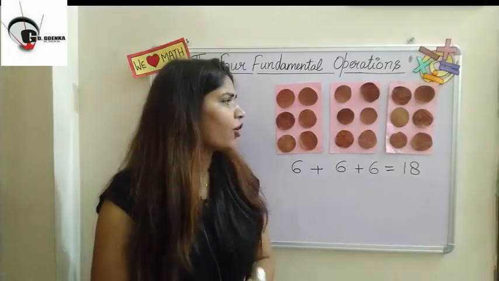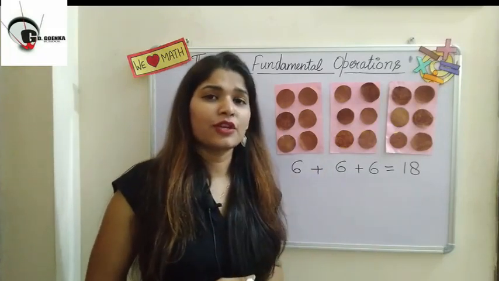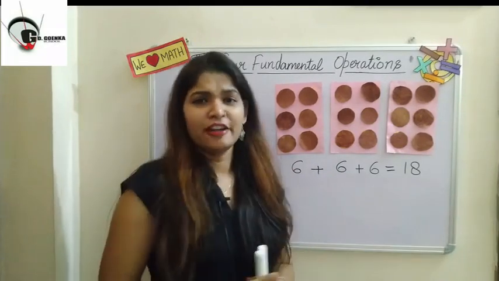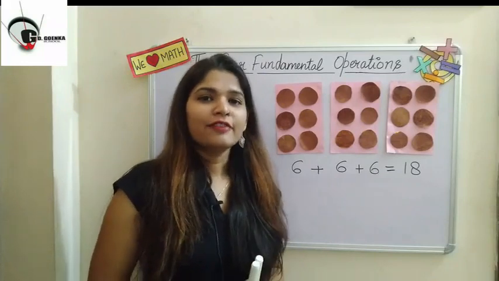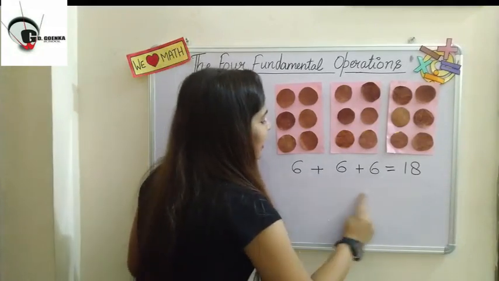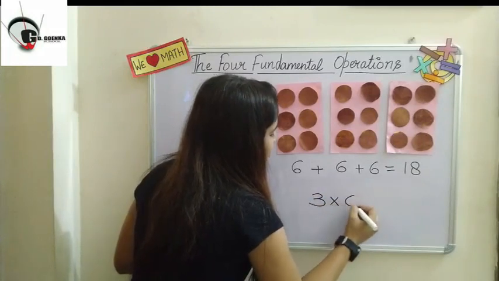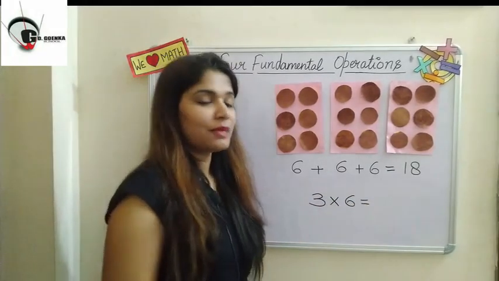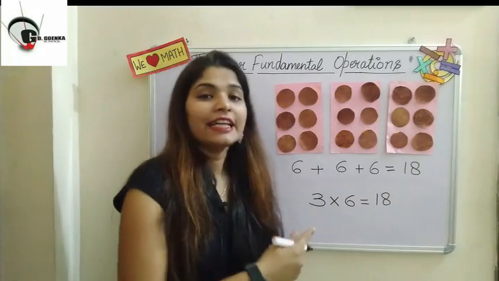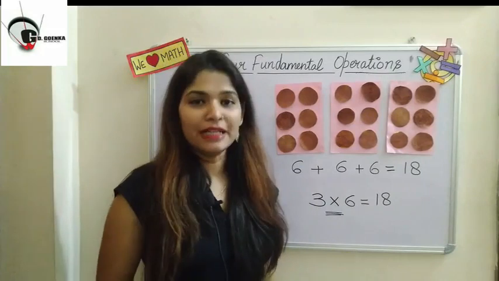But children, have you ever thought that if we bring more cookies, like if I have 10 trays of cookies, I have to do 6 plus 6 plus 6 plus 6 plus 6. It will be a lengthy process. So for an easier way, as I have written 3 times 6, I can write it down like 3 times 6. 3 times 6 means if we add 6 three times, we'll have 18. What is this called? This is called multiplication.